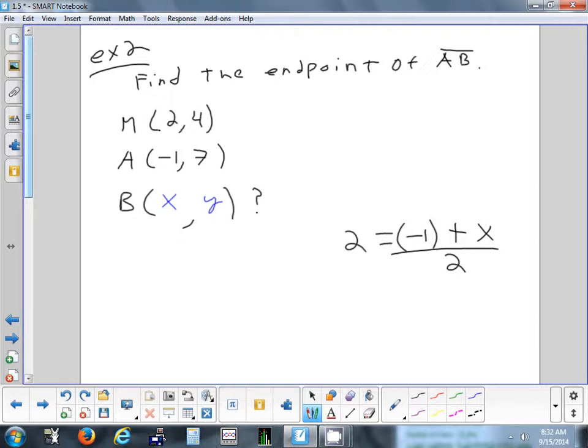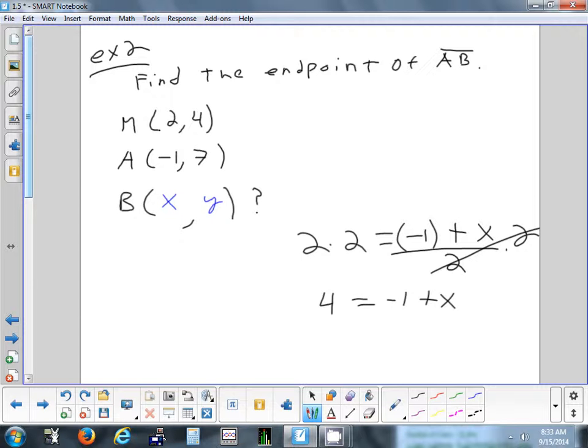We would add 1 first. So addition and subtraction, when you're solving an algebra equation, that's the last step you do. Well, generally the second to last step. We can't do that here because of this divide by 2. So first thing we have to do is get rid of the divide by 2. What's the opposite or inverse of dividing by 2? Multiply by 2. So you get 4 equals -1 plus x.